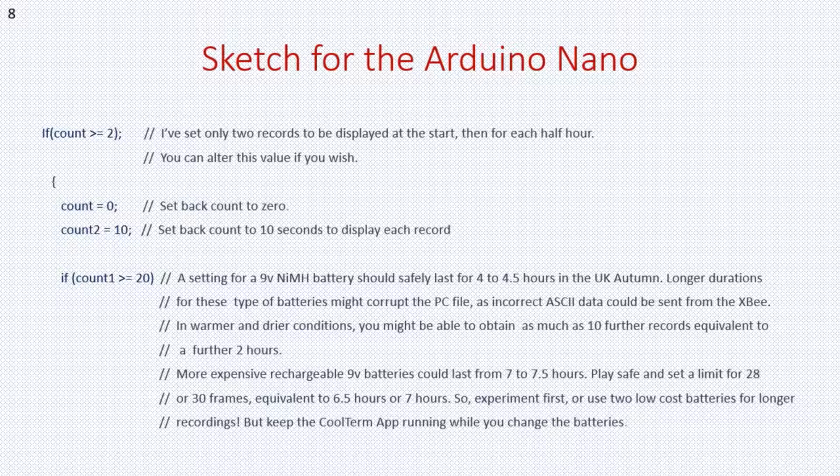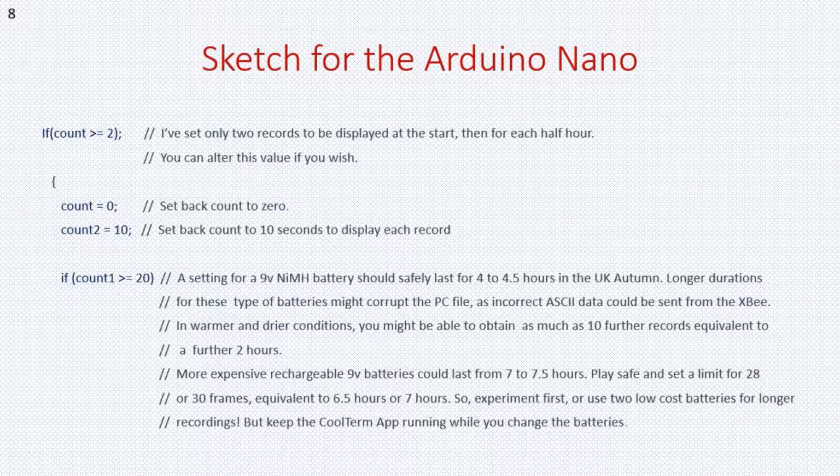I only want 2 records to be displayed every half hour. This value can be altered if you wish. Count is set back to 0. Count 2 is set back to 10. The amount of seconds it takes to display each record. Count 1 is set for 20, the number of frames or records, which you would expect from a low-cost battery. This should last between 4 and 4.5 hours, depending on the weather condition.